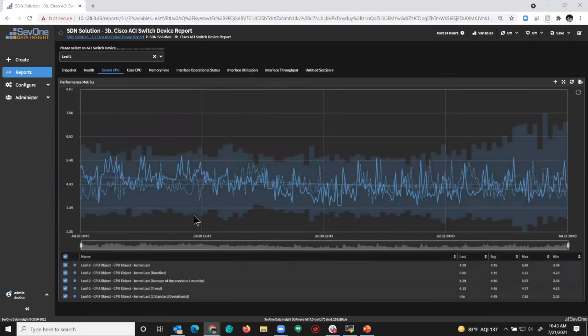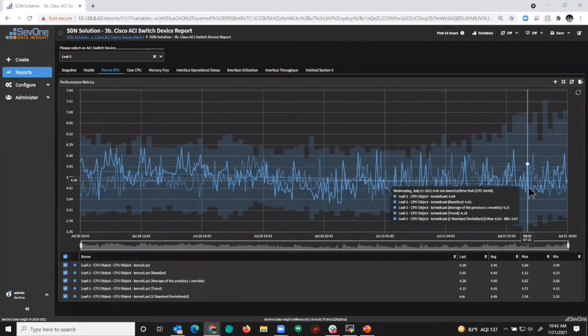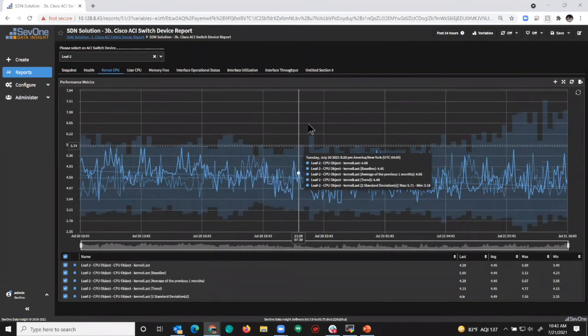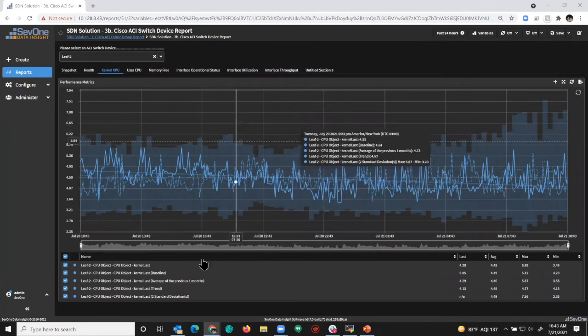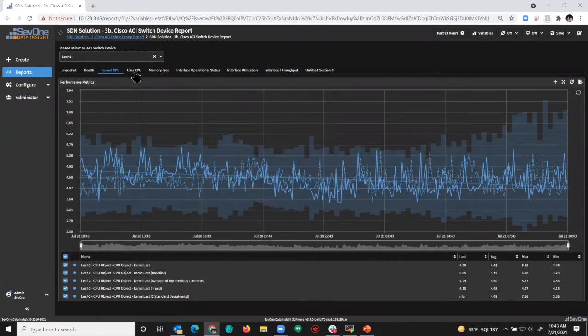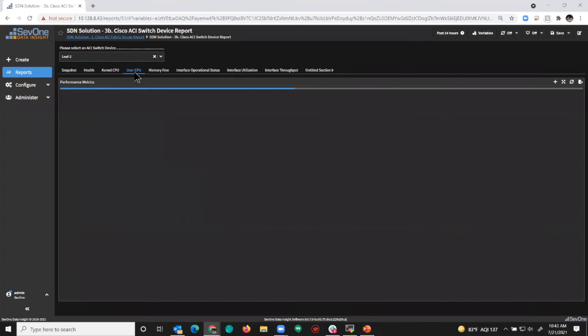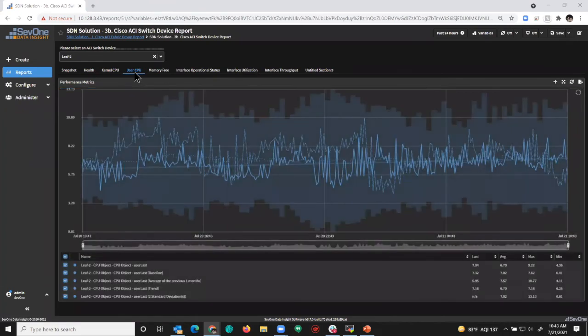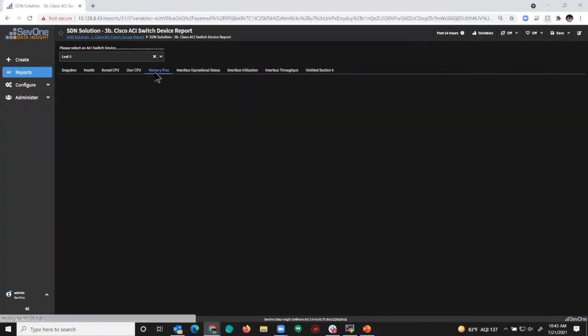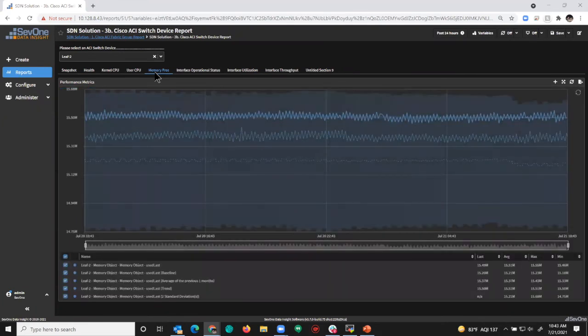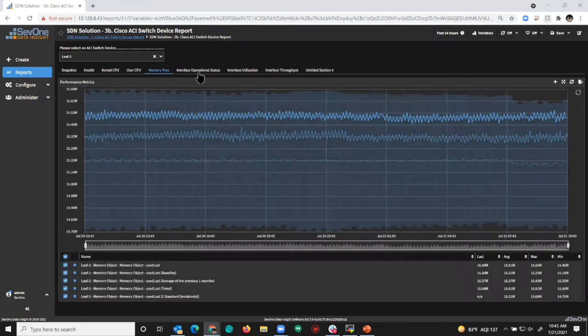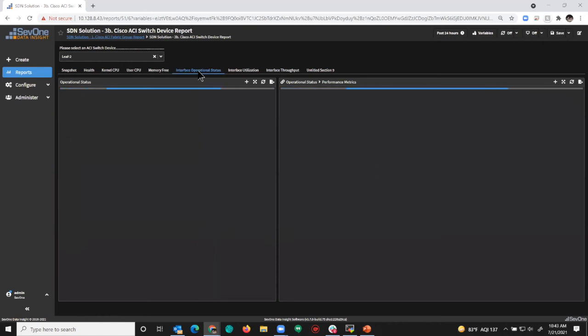How about kernel CPU? What's it look like? Has it changed over time? What's the baseline? What's 2 standard deviations away? So that's kernel CPU, user CPU. Memory utilization, again, if things spike up, we can see that. It's pretty flatlined here. And we get into operational status.